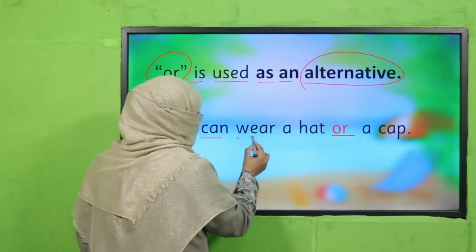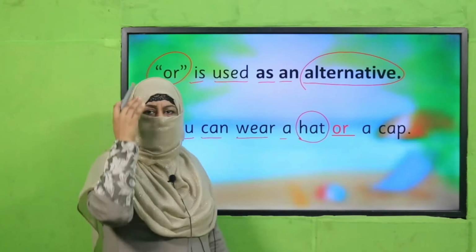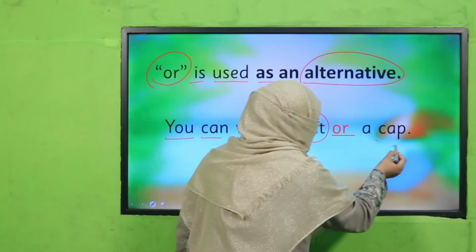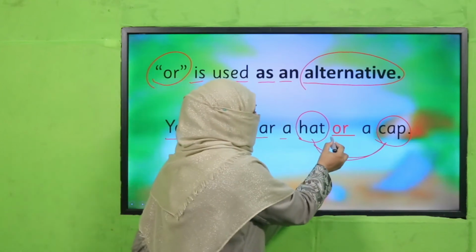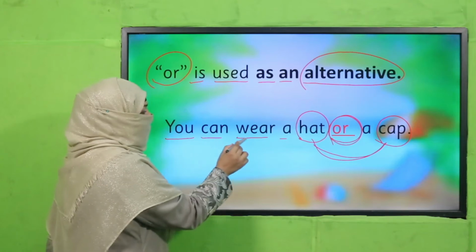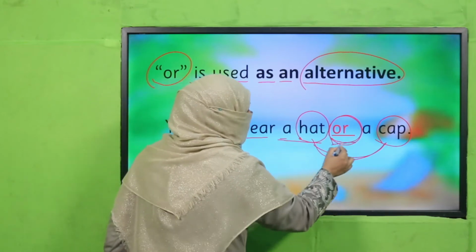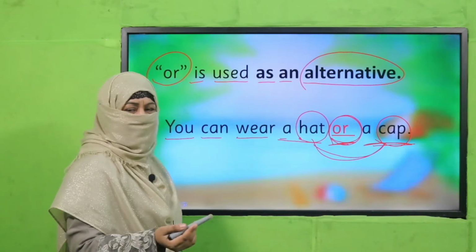You can wear a hat. So what can you wear on your head other than a hat? Maybe a cap. So these are alternates of each other. That's why we have used the conjunction or. You can wear a hat or a cap on your head, right?